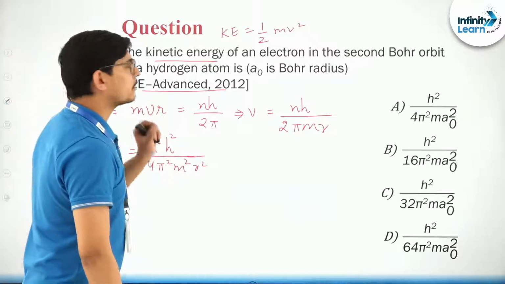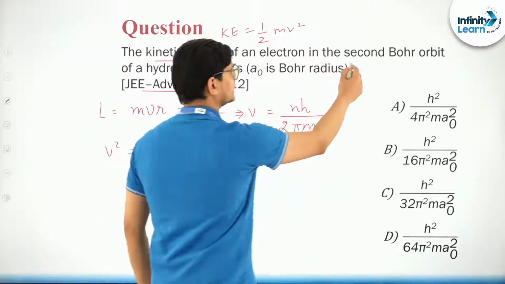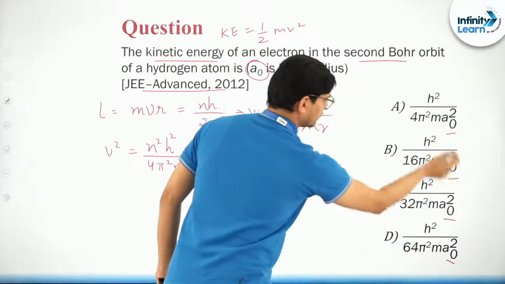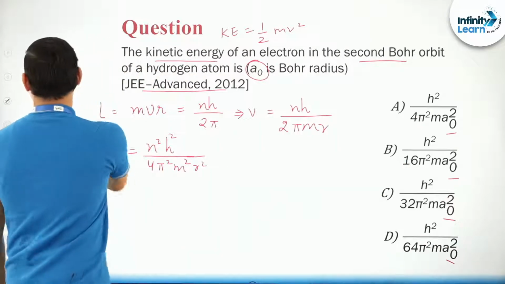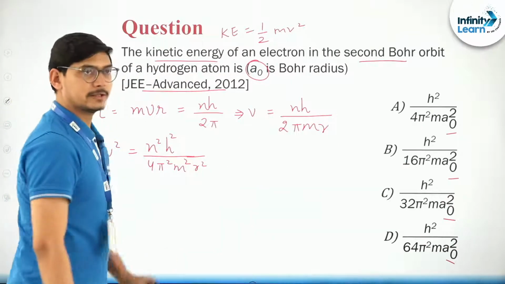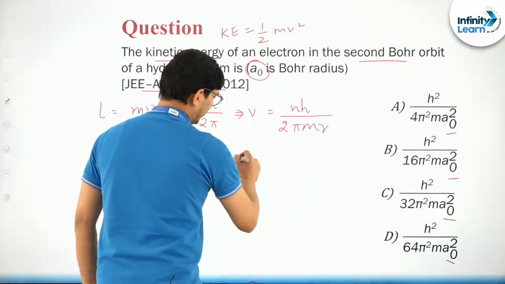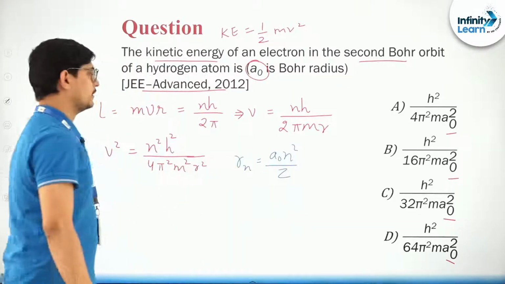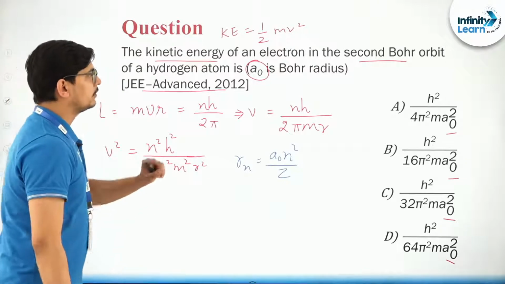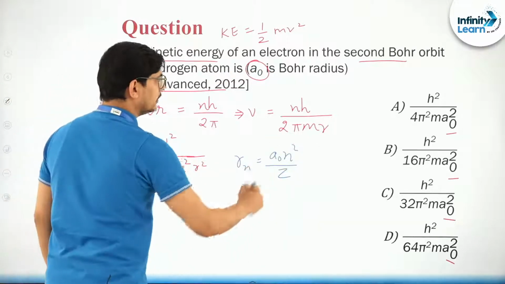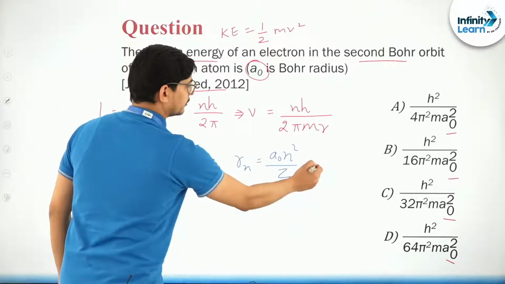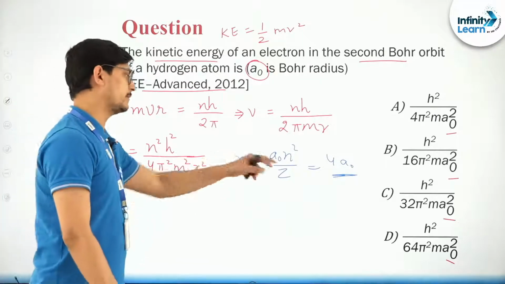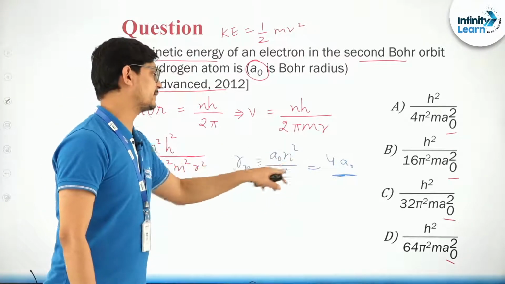Now which orbit are we exactly talking about here? The second Bohr orbit, and the answer is in terms of Bohr radius a0. So what is the formula for radius? The formula for radius is a0 n square by z. Now we are talking about the second Bohr orbit, so n is equal to 2, and for hydrogen z is equal to 1. So this simply comes out to be 4a0, because n is 2, 2 square is 4, and z is equal to 1.